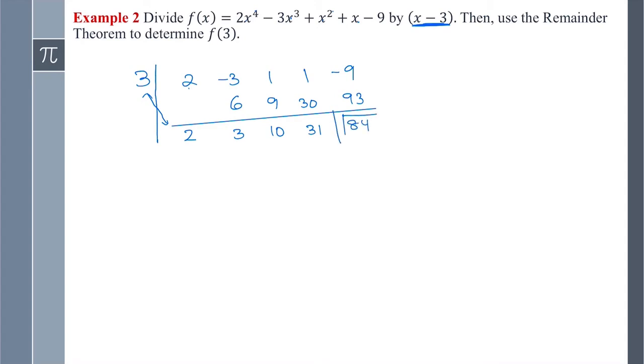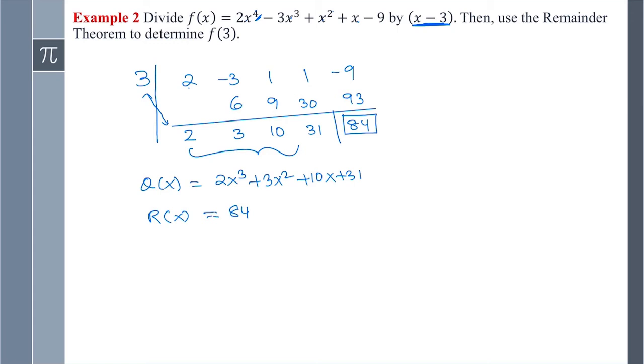So this is the remainder that we get when we divide that polynomial by x minus 3. So this is the quotient. So q of x equals, so we are dividing a degree 4 polynomial by a linear one, so the quotient will have the highest power of 3. So this is 2x cubed plus 3x squared plus 10x plus 31, and the remainder is 84.